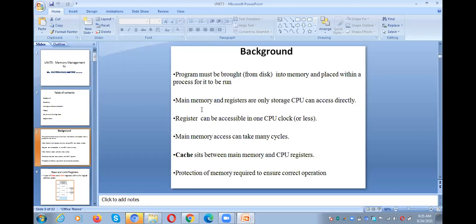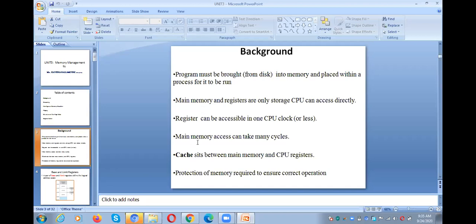Why are they accessible within one clock cycle or less? Because registers are available in the CPU. That is the reason why registers are the costliest storage devices. Registers are very costly, and the second point is the accessing speed is very high as they are in the CPU. And the third point is that registers can hold very little information. Registers can hold only operand values. They are very fast and very costly when compared to the other memory.